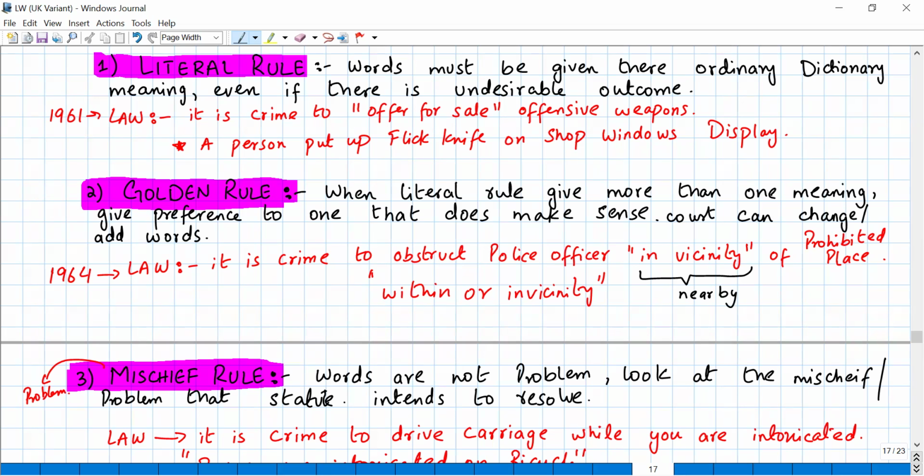So the judge said that the purpose was that the police officer should do his duty, and no one should obstruct him within or nearby such types of places. That is why you could not obstruct the police officer. So the person who did obstruct the police officer committed the crime, and he was charged with whatever the penalty was.